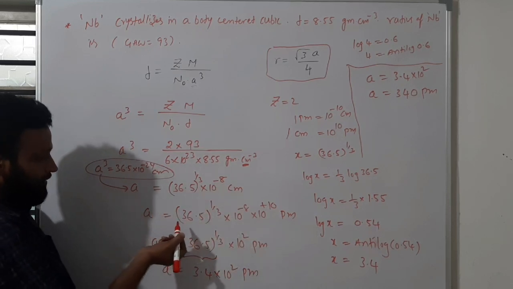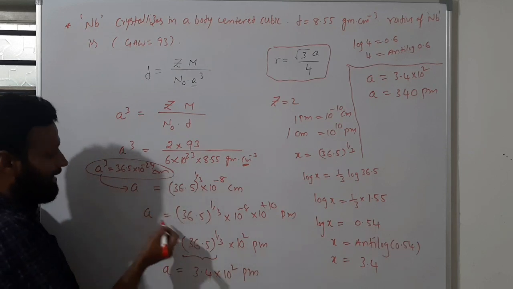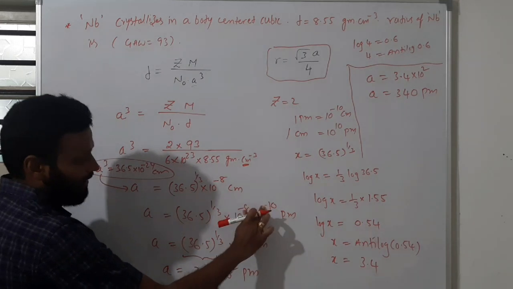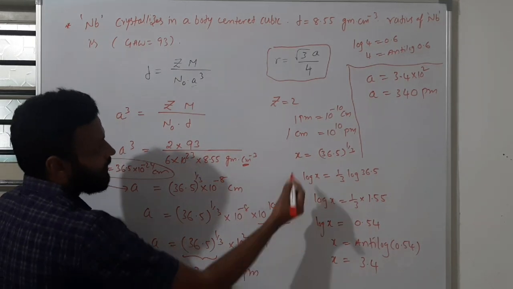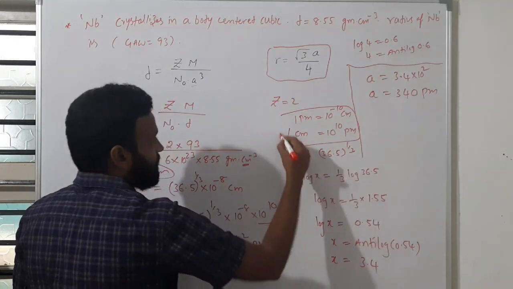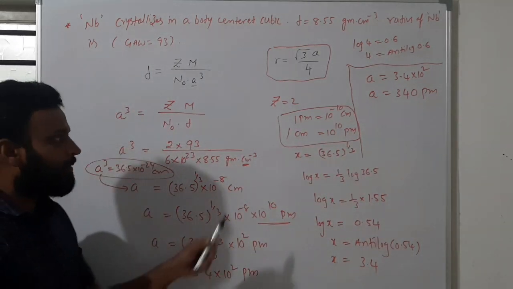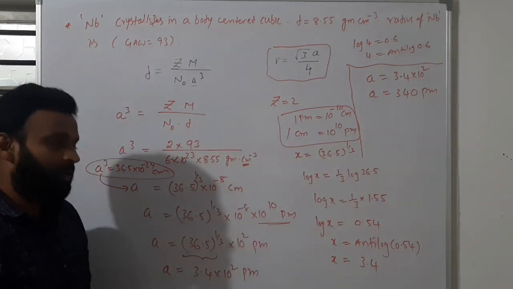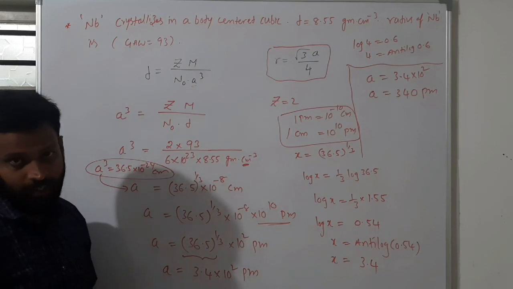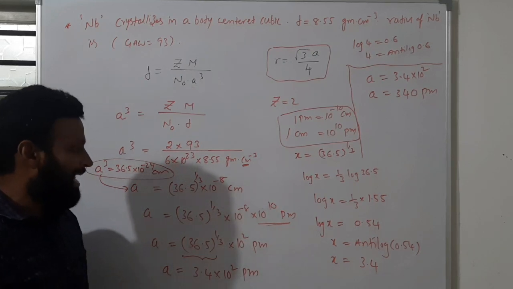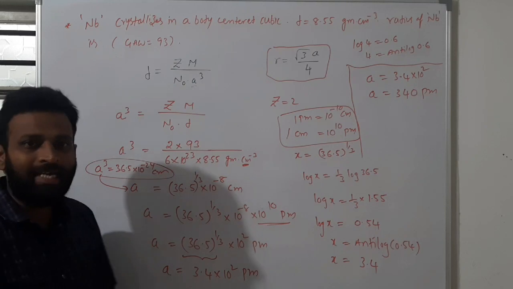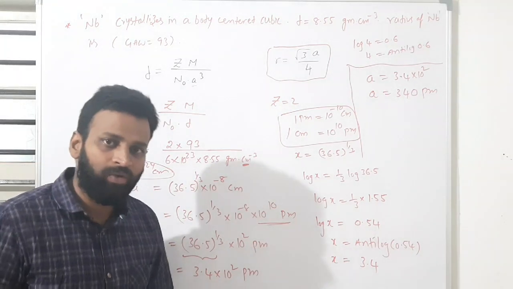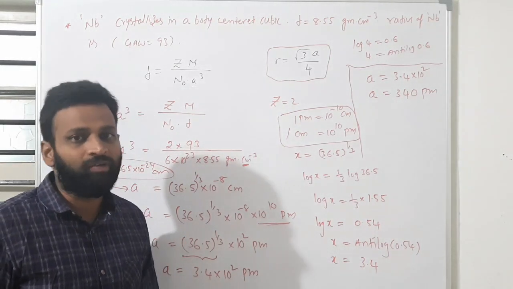And you have the edge length, not area, sorry. Edge length is 36.5 power 1 by 3 into 10 power minus 8 into 10 power 10 picometers. I converted it into picometer. 1 picometer is 10 power minus 10 centimeter, then 1 centimeter is 10 power 10 picometer, so I multiplied with 10 power 10. If options are given in angstrom, you know the conversions: how to convert angstrom into picometer, picometer into nanometer, if options are given in all three different ways.